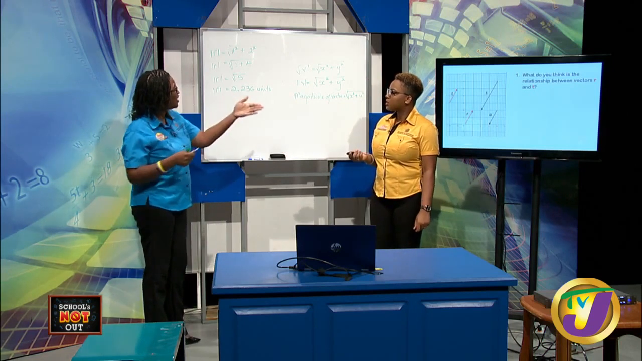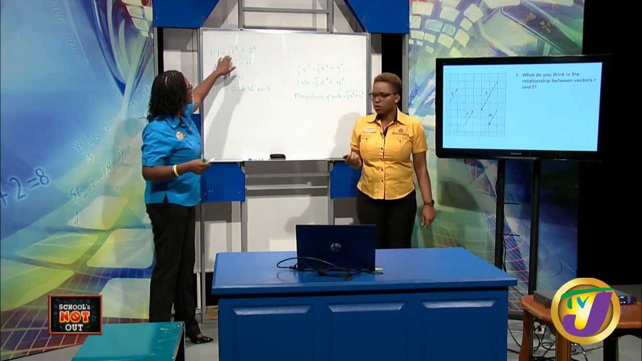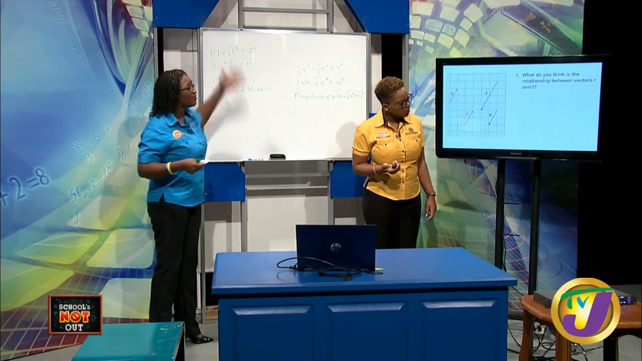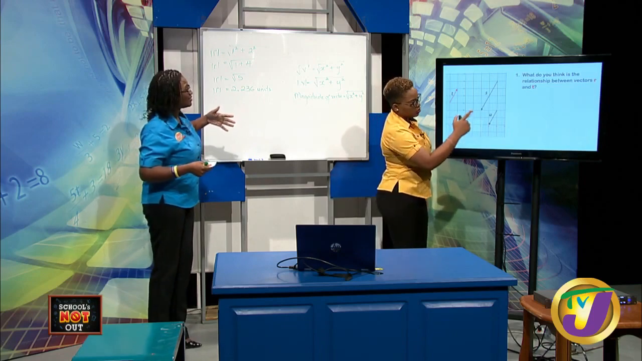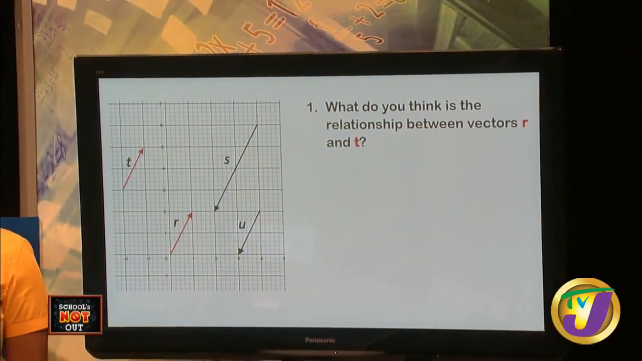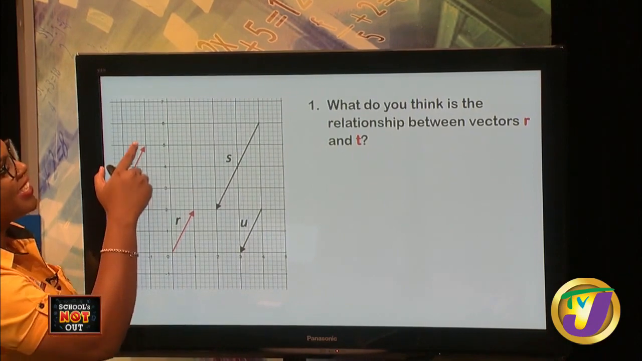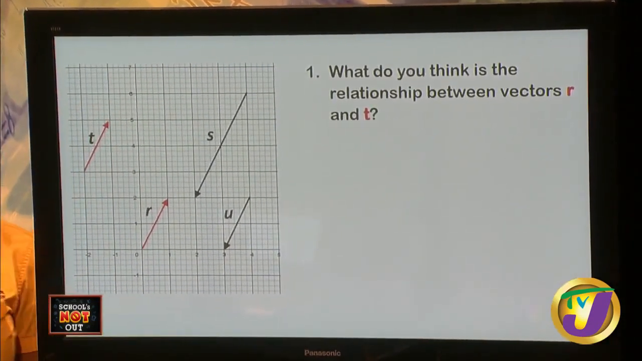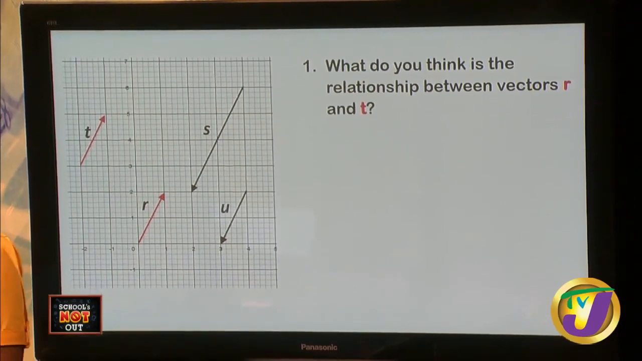That's R. But when I look at T, I'm seeing the same 1 horizontally and the same 2 vertically. So do that for T for me. 1, 2. There you go. So it looks to me like they are the same length, so they have the same magnitude.